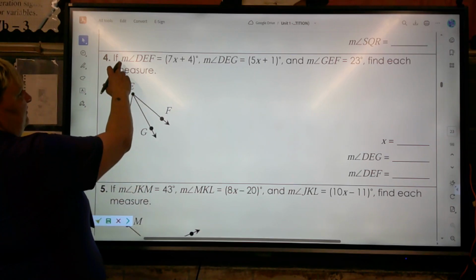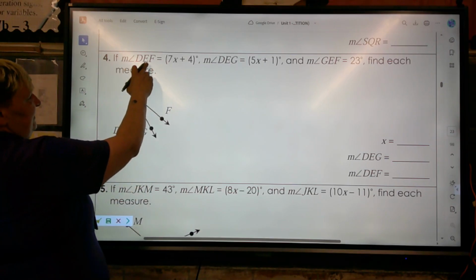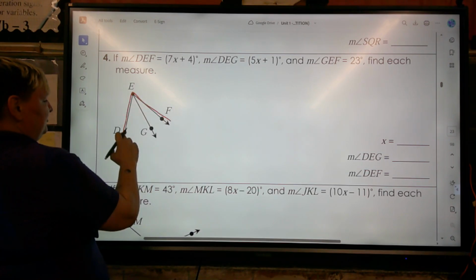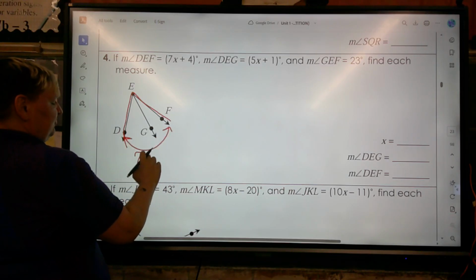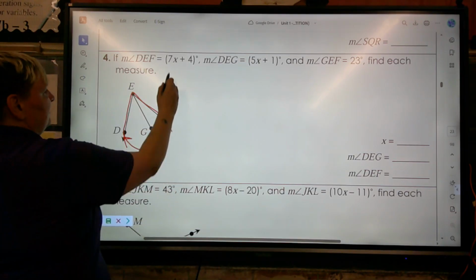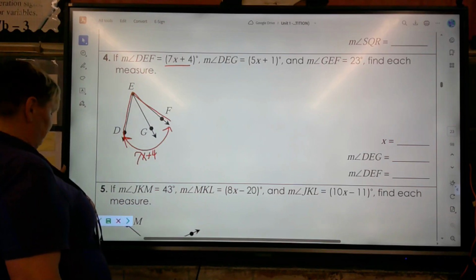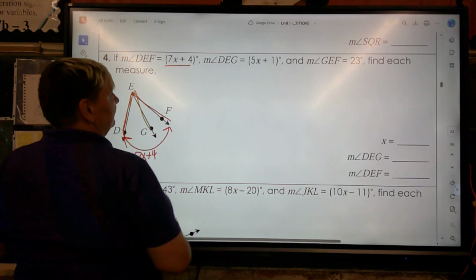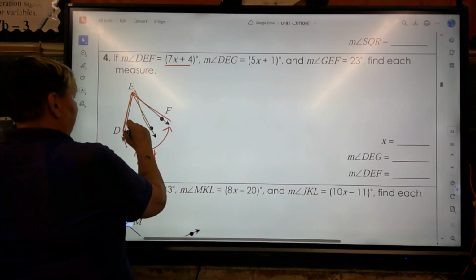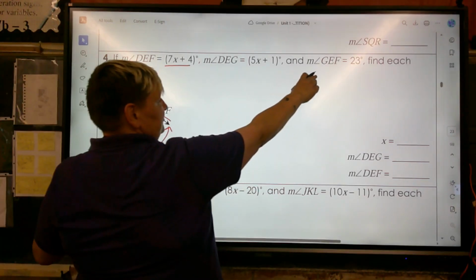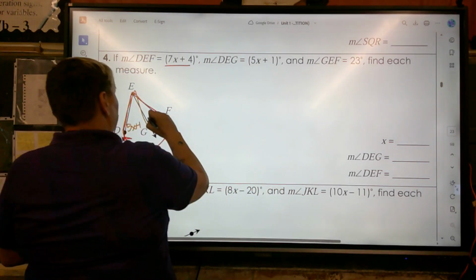All right, label. The measure of angle DEF is 7x plus 4. So the total is 7x plus 4. The measure of DEG is 5x plus 1. And the measure of GEF is 23 degrees.